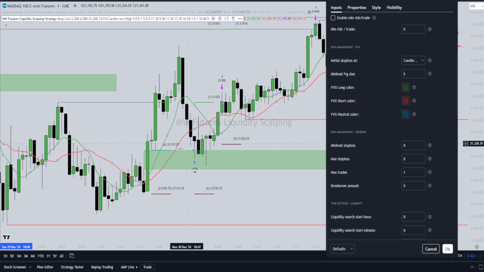So you see right here that this fair value gap has a color of green. Let's have a look at what fair value gap long color means. When this fair value gap is green, that means that there's more liquidity to the upside than there is to the downside. As for the fair value gap short color, this means that there's more liquidity to the downside than to the upside. And fair value gap neutral color means that there is just the same amount of liquidity to the upside and the downside.